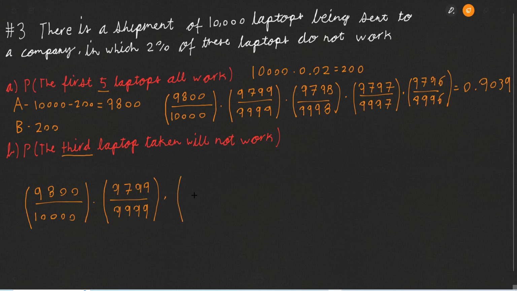And now this is where we need to use our broken laptop. So we know our broken laptop is our event B, which means that we only have 200 laptops. So instead of putting our working laptops in the numerator, we put our broken laptop. And same as the denominator, we're going to divide it by our remaining laptops, which is 9,998, which will give us a probability that our third laptop will not work of 0.00192.